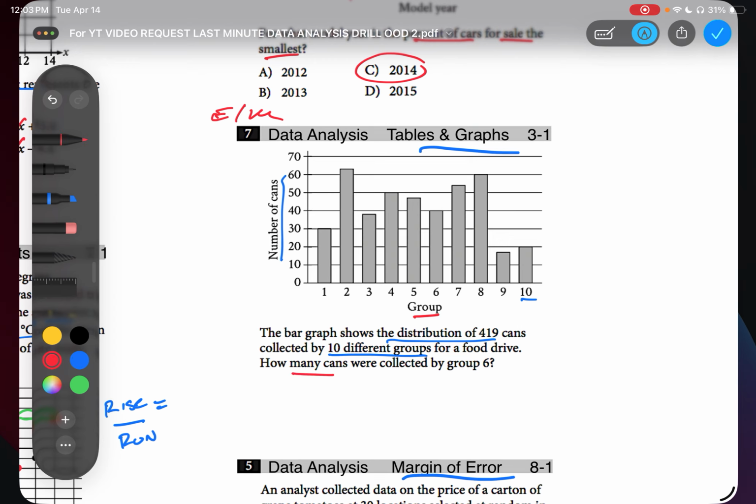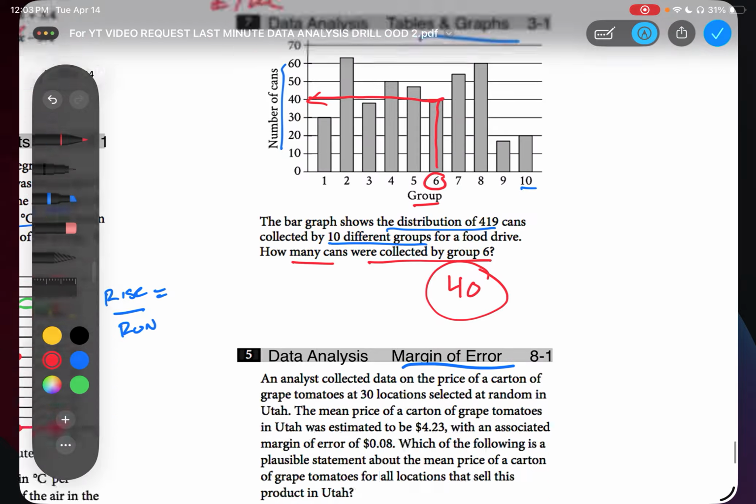Question is asking, how many cans were collected by group 6? What? That's it? Where's group 6? Right there. If I go up my bar, it ends right here. What does it match up with on the y-axis? 40. And that's it. That's how many cans. Ain't that easy? Yeah, there are easy chart and graph questions. I introduced you to pages 1, 2, 3, 4 to show you some of the toughest ones because they're going to make your life easier when you see stuff like this.